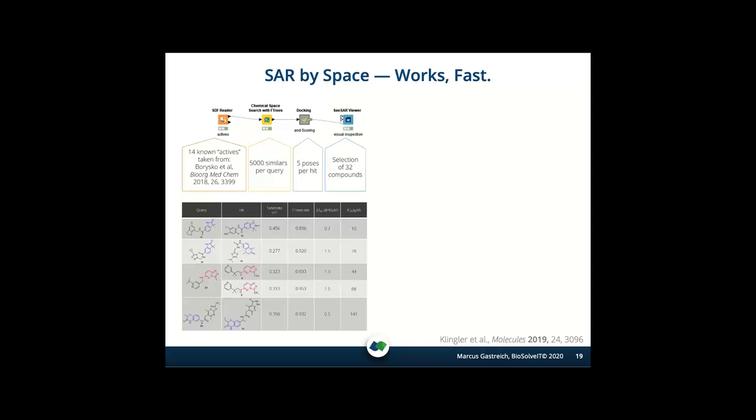So SAR by space, how does this work? Well, essentially the idea is I have just a little something. I have something which seems to be active. For example, that's one use case. Or the other one is I have already something really good, but I need to escape that. I would like to find alternatives for this.